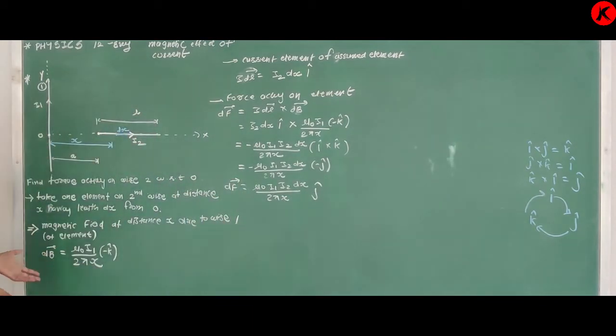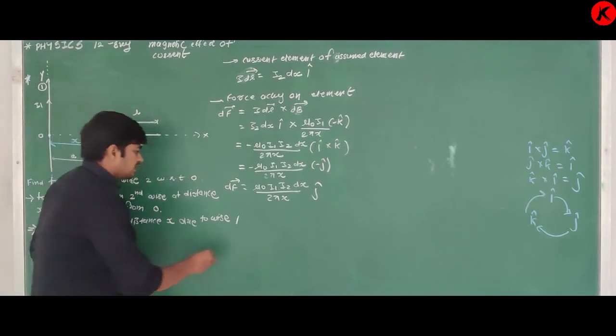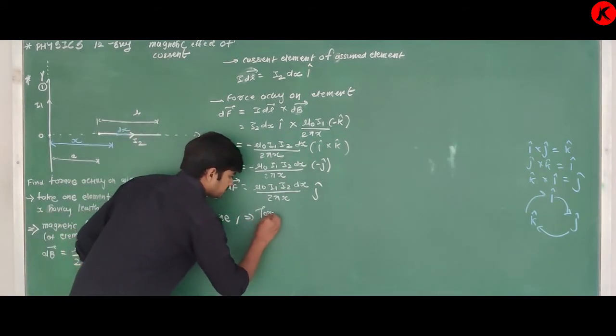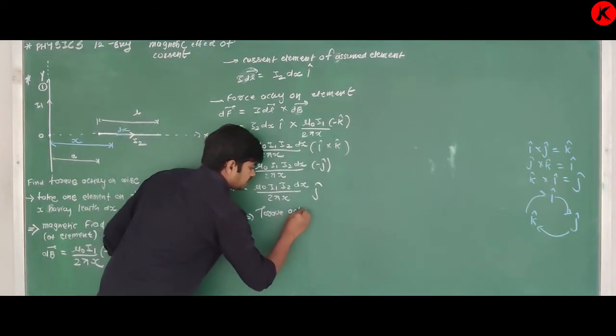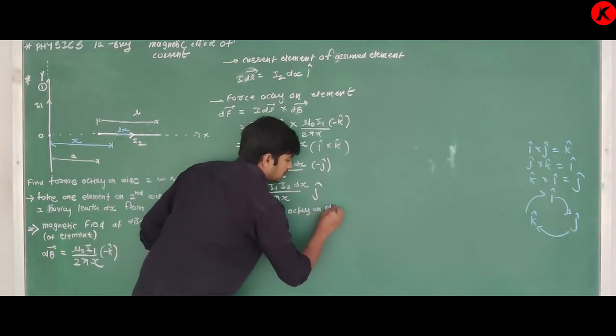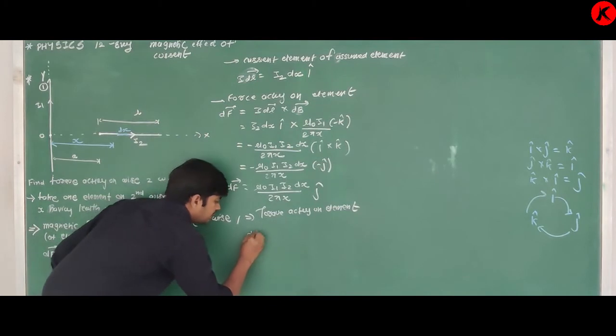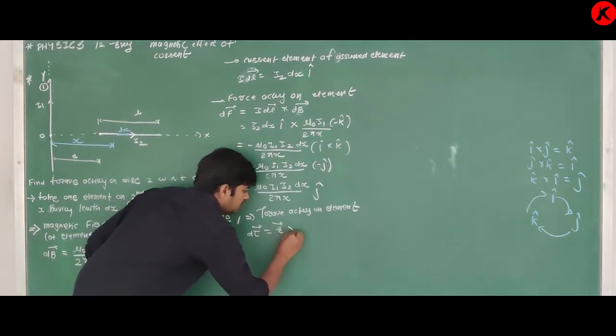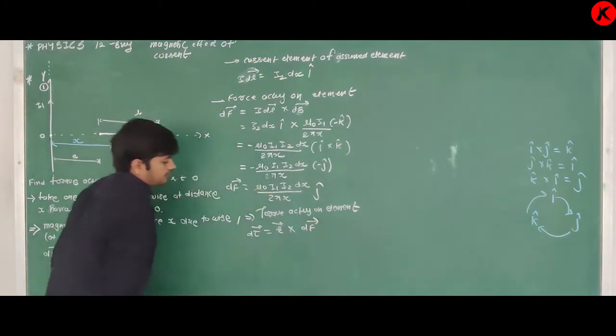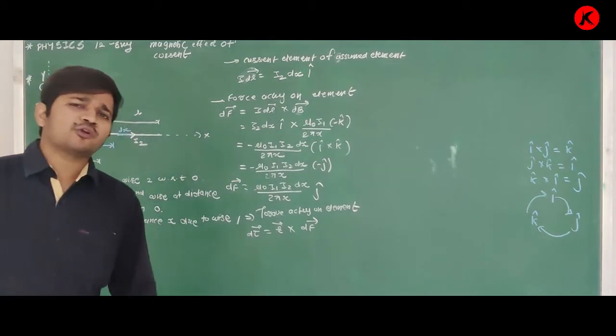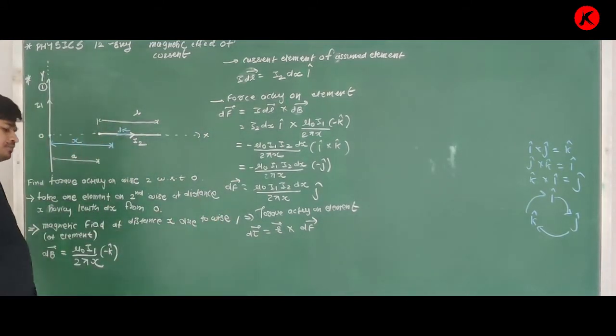So now, the number of steps. First of all, find the magnetic field at this current element, then the force acting on this element. Now we will find the torque acting on this element. What is the equation of torque? d tau is equal to R cross dF. Actually the equation is tau is equal to R cross F. So I can write it as R cross dF.